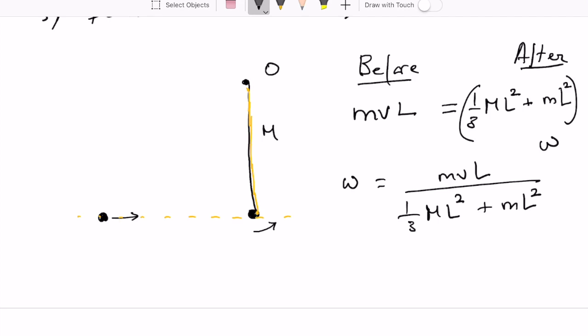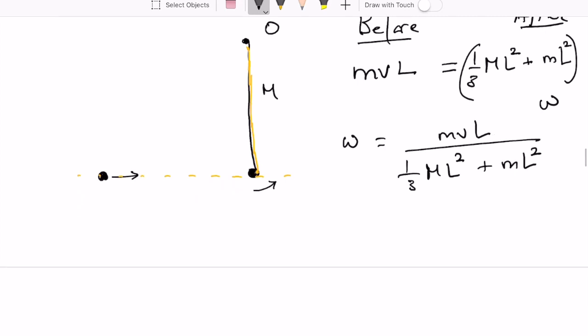Okay. And why did I use 1/3 ML squared? That is because that is the I for a rod that's rotating around one end. So we saw earlier in chapter 9, I think, that it turns out to be 1/3 ML squared. Okay, so that is your omega.